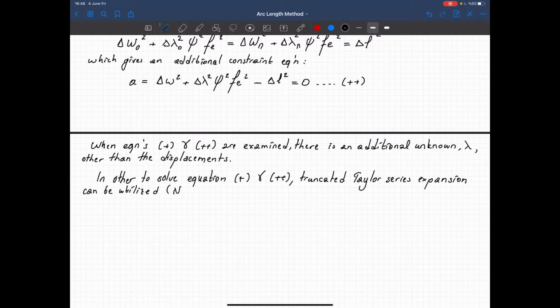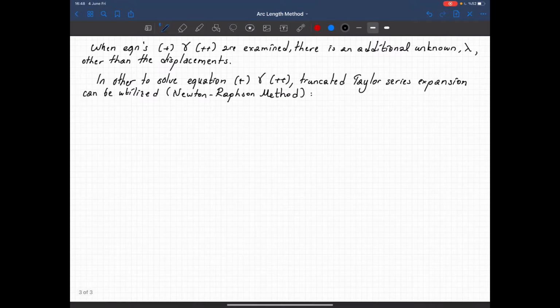Okay, which we know as the Newton-Raphson method. So let's write the first equation, equation plus, in the truncated Taylor series form. So Fn is equal to F0 plus del F over del W, increment in W. Since we have two variables, I have del F over del lambda, increment in lambda.